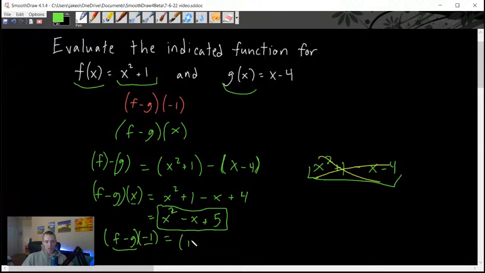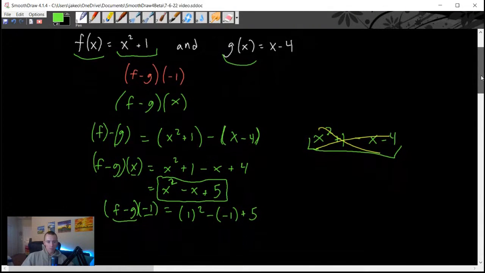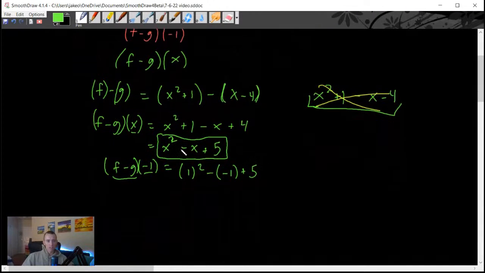So we're going to get -1 squared minus -1 in parentheses plus 5. So all we did was go to our function f minus g of x and replace our x's with -1s. I forgot my negative sign there, but that should be a -1 in the parentheses there, and -1 in the parentheses here. Now we can simplify this.